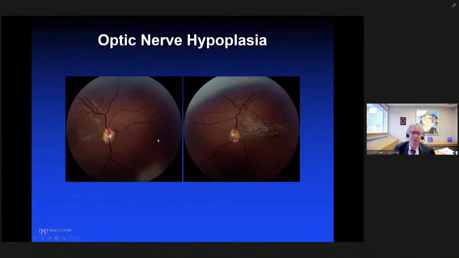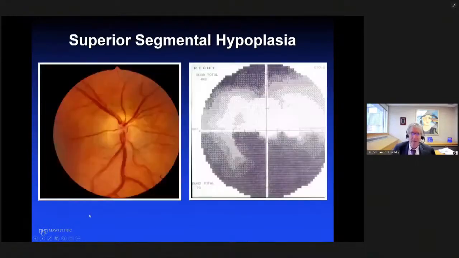But not all optic nerve hypoplasia looks that severe. That's sort of the 4+ case. But there are segmental forms of optic nerve hypoplasia. So you see here the superior segmental form of optic nerve hypoplasia that accompanies maternal diabetes.